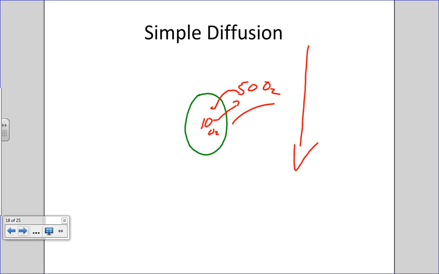As I mentioned earlier, this is how gases move in and out of cells, just by basic simple diffusion. Cells are constantly producing carbon dioxide as a waste, so there's always going to be more carbon dioxide inside the cell versus outside, because we eliminate carbon dioxide, we breathe it out. So being that there's more CO2 on the inside, there's always going to be CO2 diffusing out just by simple diffusion.